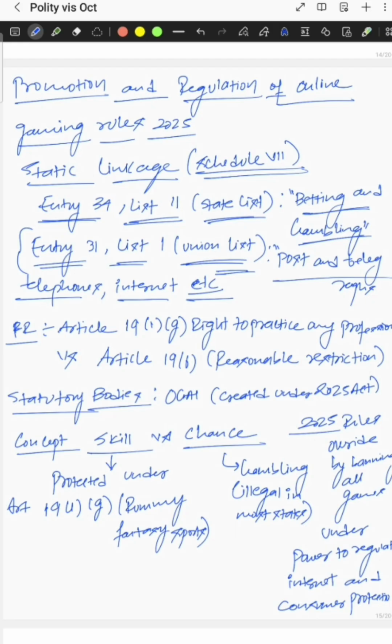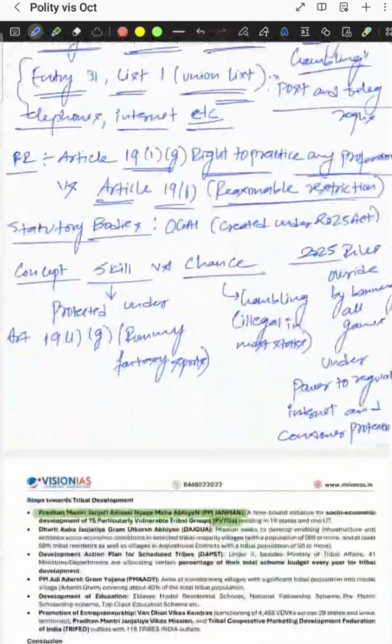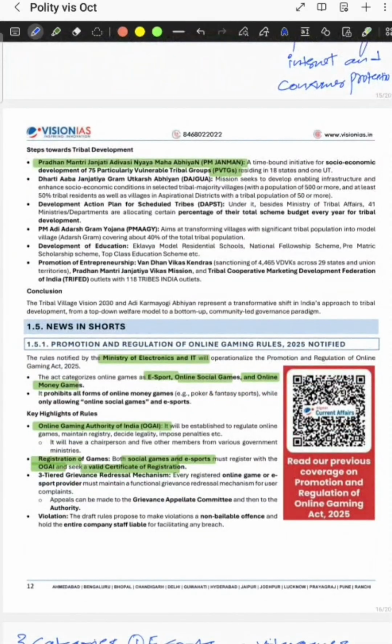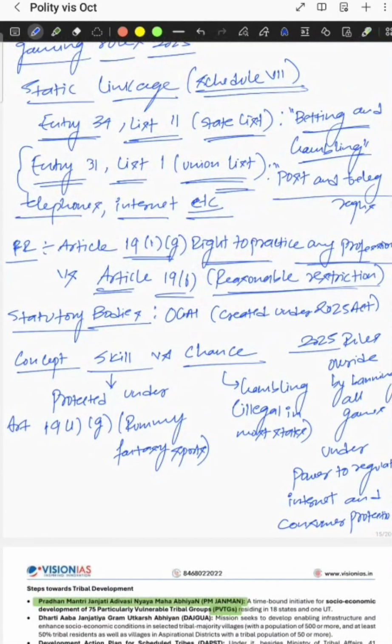The FR linkage is Article 19(1)(g), right to practice any profession, versus Article 19 clause 6, reasonable restrictions. Okay, so the act has established the Online Gaming Authority of India. So what is OGAI? It's the Online Gaming Authority of India, created under the 2025 act.